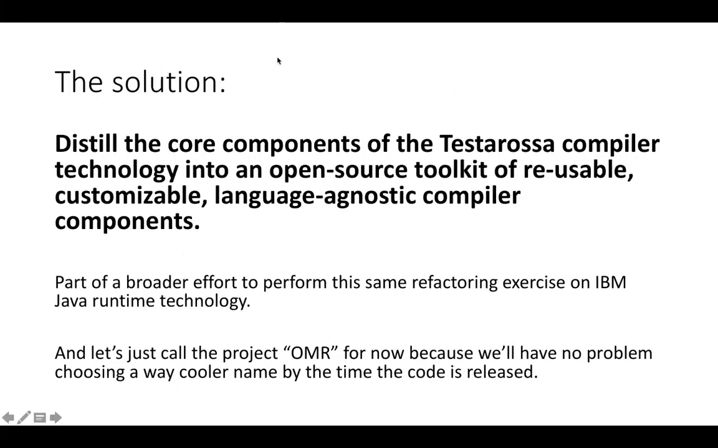So that led us to distilling the core components of this compiler technology into an open source toolkit of reusable, customizable, language-agnostic compiler components. So this was our effort on pulling apart the compiler technology. It was actually part of a much bigger effort with the Java technology to make that more general and reusable as well. And at the time, we decided to call this the OMR project, and eventually this did all get open sourced in 2016, and it's the thing that we're working on right now. So that's where and why it came about.